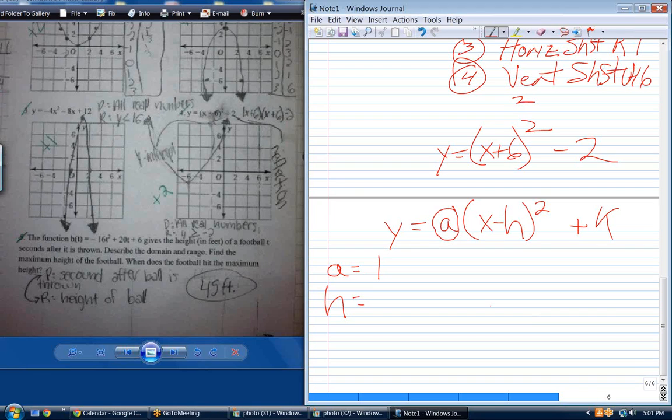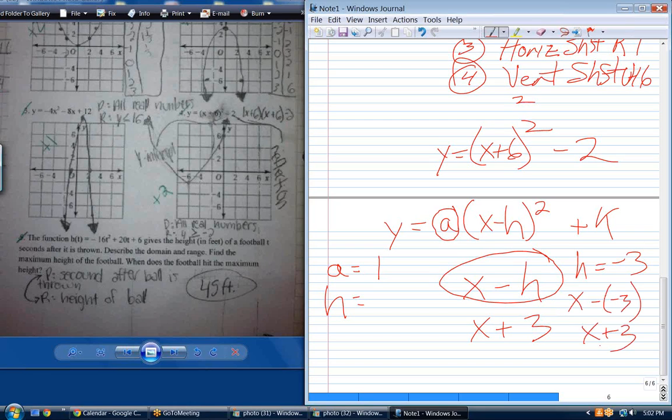I feel like you have trouble with this concept. If the standard is x minus h, and I tell you that it's x minus 3, then h is 3. But if I tell you that it's x plus 3, then h has to be a negative 3. In other words, the only way that this can be x plus 3 is if I let h equal a negative 3. Then I have x minus a negative 3, which becomes x plus 3.